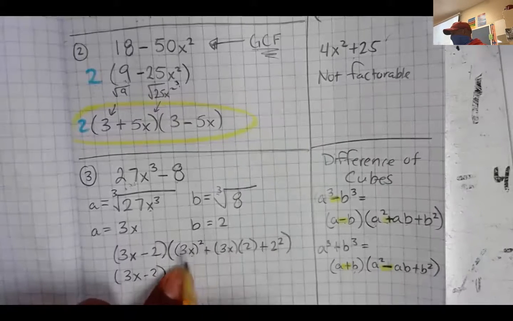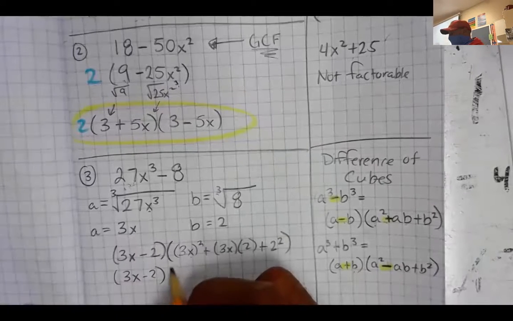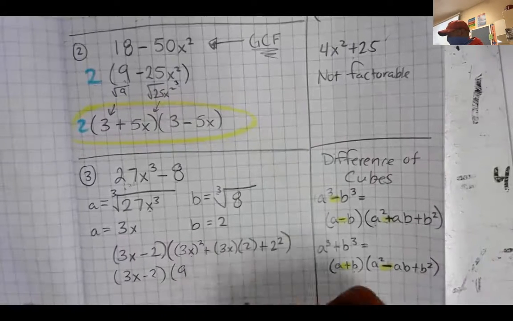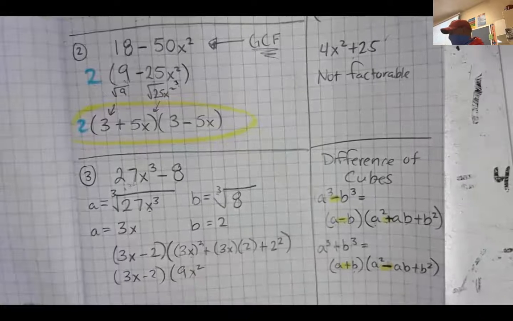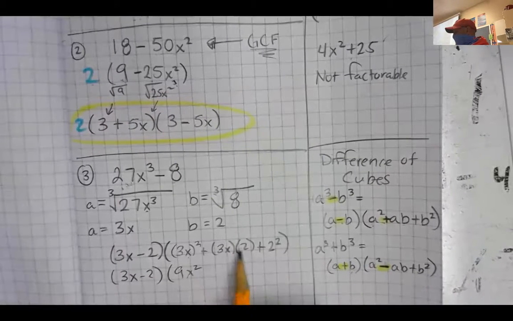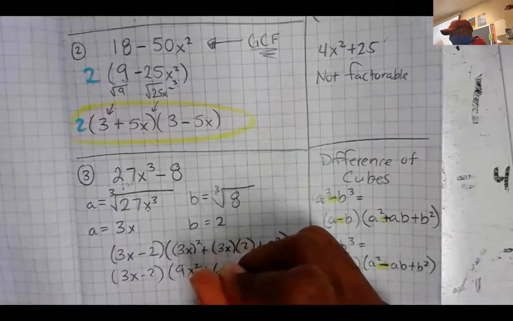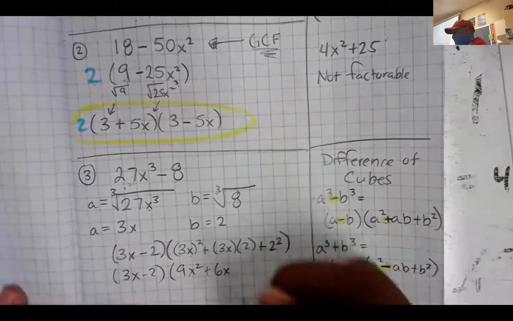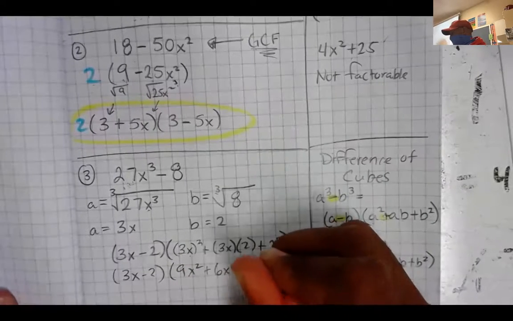Now let's simplify the rest. So 3x squared, I squared the 3, it's 9, and the x, so it's x squared. So 9x squared. Then the next one is 3x times 2, which is 6x. And then the last one is 2 squared, which is 4.